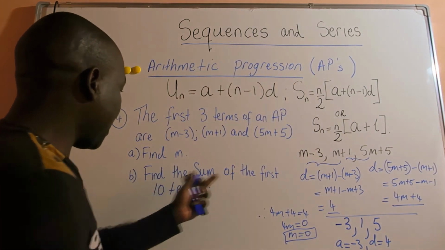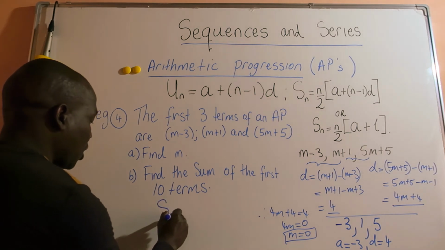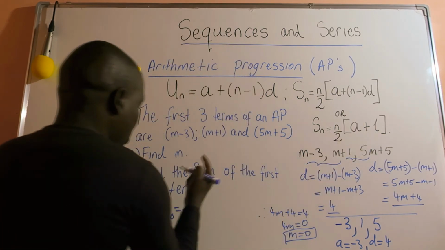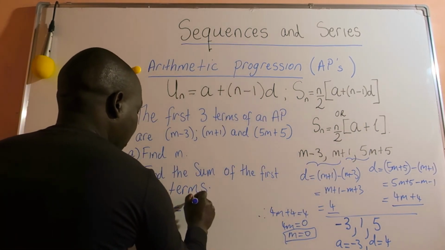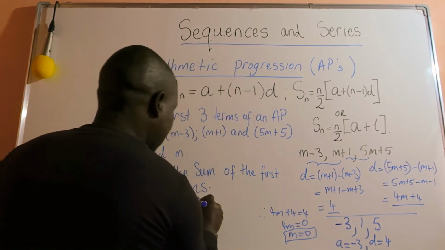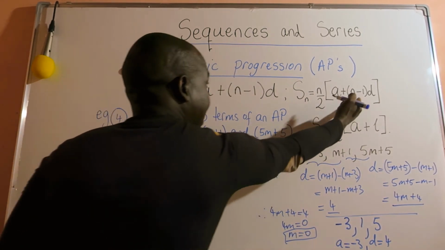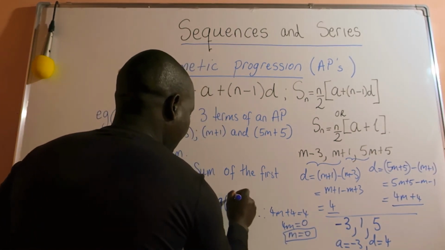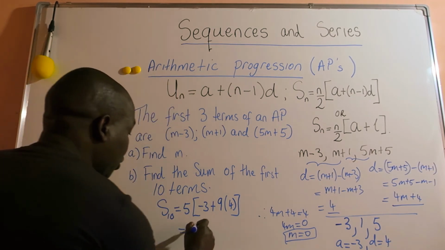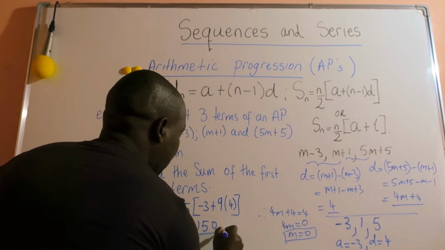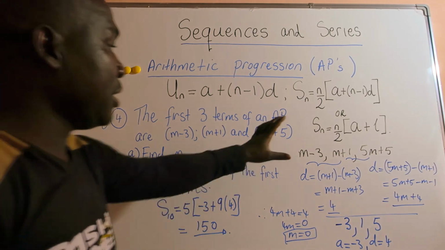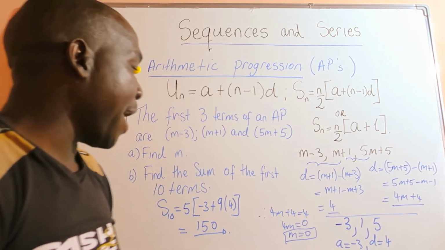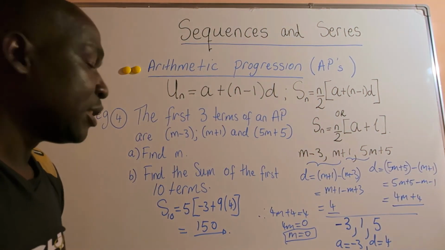Right. We want the sum of the first 10 terms. So we go sum of the first 10 terms. We are going to use this formula because we don't have the last term. So n over 2, that's 5. Bracket a is minus 3. So minus 3 plus n is 9. So 9 by the common difference, which is 4 here. Right, so the sum here, you're going to get 150. Alright, so you are given these 3 terms, the same common difference. You equate the common differences, you find your m, and then you find the sum of the first 10 terms.